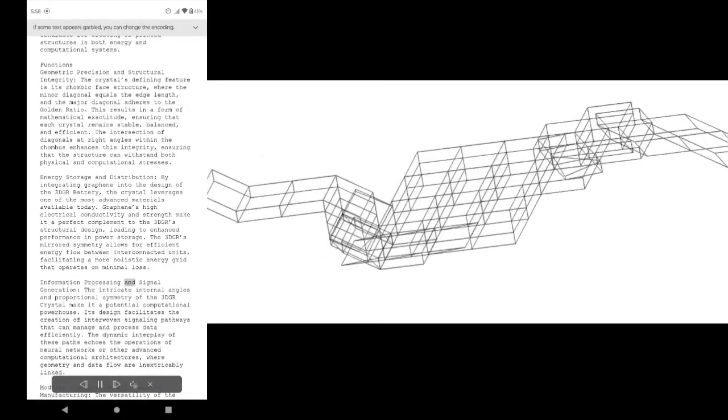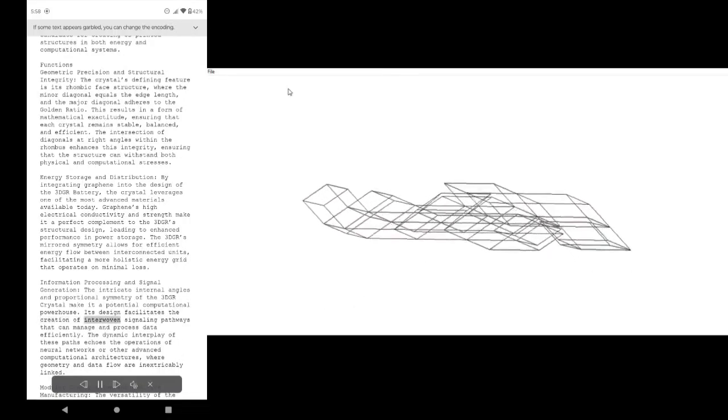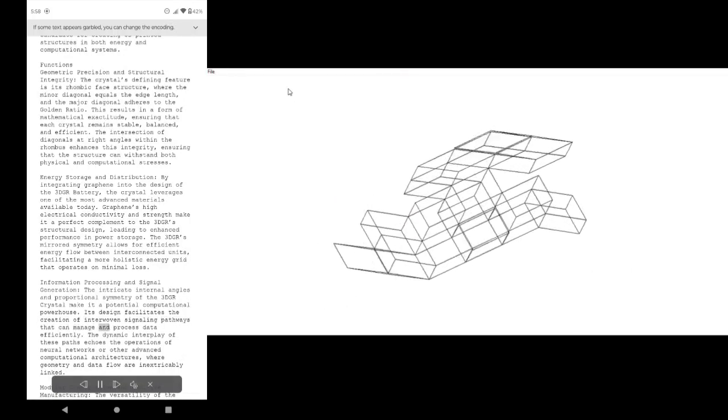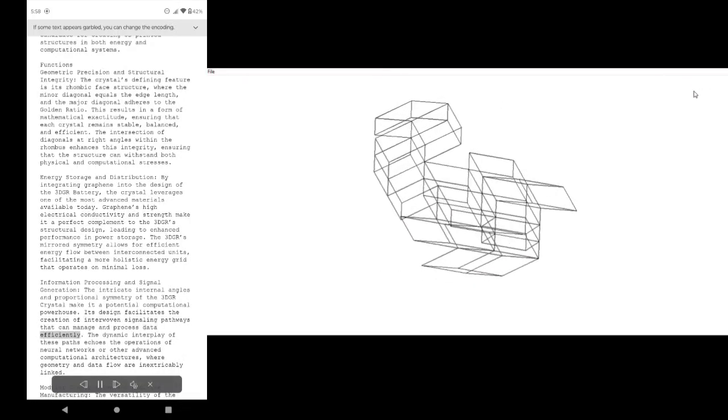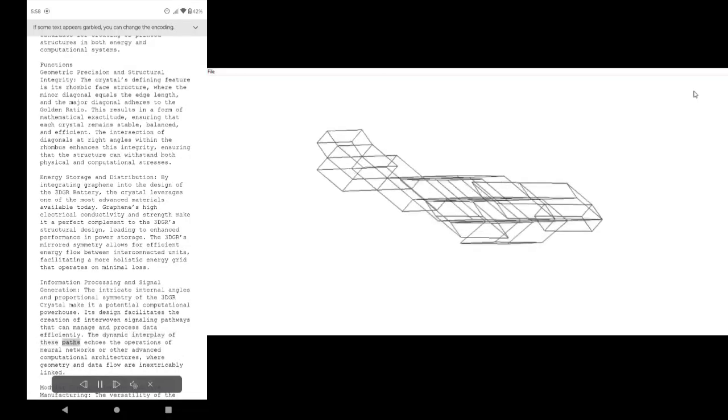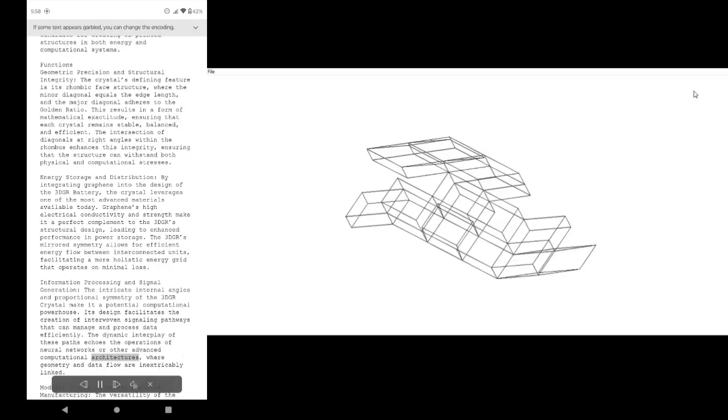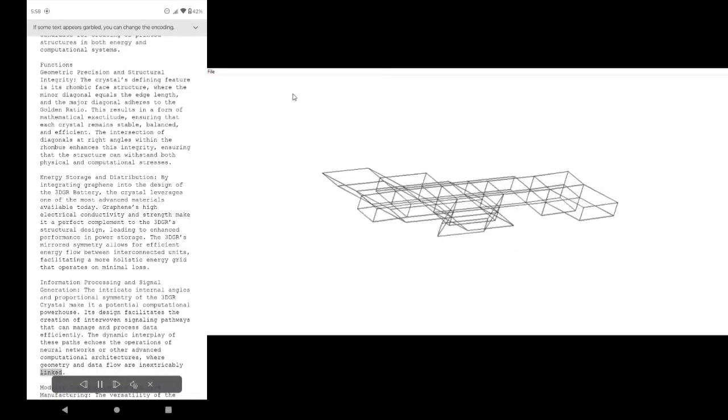Information processing and signal generation. The intricate internal angles and proportional symmetry of the 3DGR crystal make it a potential computational powerhouse. Its design facilitates the creation of interwoven signaling pathways that can manage and process data efficiently. The dynamic interplay of these paths echoes the operations of neural networks or other advanced computational architectures, where geometry and data flow are inextricably linked.